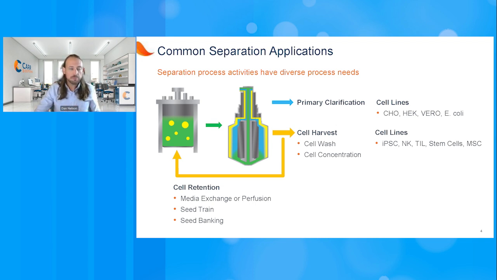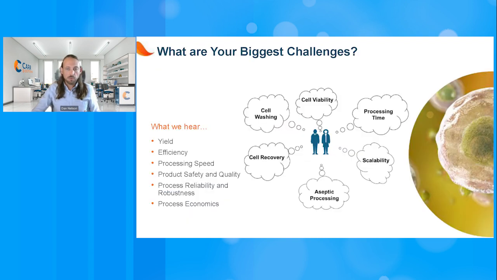As we work with people in all of these different areas, we hear some of the biggest challenges and common themes as we work through development with them. One of the first ones that we hear is, I'm losing a lot of my product. I've got bad yields. I want a step increase in my yield. I'm losing it to the filter matrix or something else.